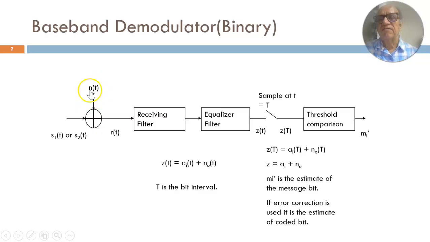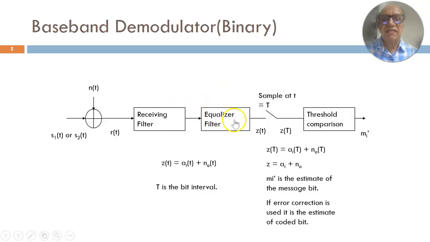This noise comes in various forms, but one important source of noise is the thermal noise, which we are going to consider. So this gets added to the incoming signal, and the net received signal we call r(t), which is either equal to S1(t) plus n(t) or it is equal to S2(t) plus n(t) depending on what was transmitted. Then this r(t) goes through a receiving filter, which is a matched filter, and the job of this matched filter is to maximize the signal to noise ratio so that the detection error probability is minimized.